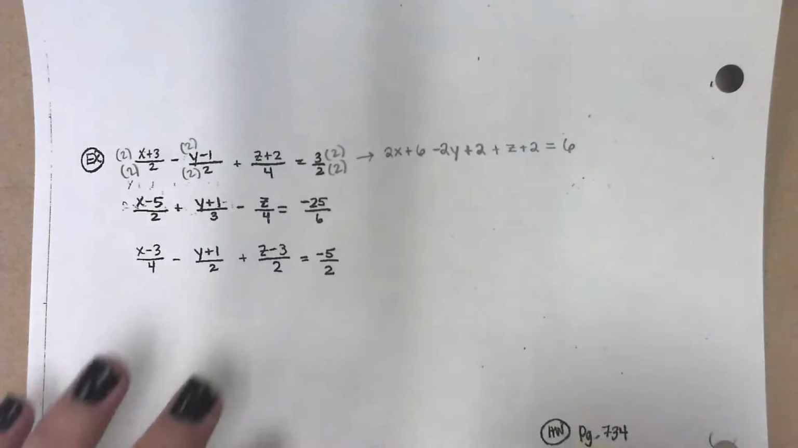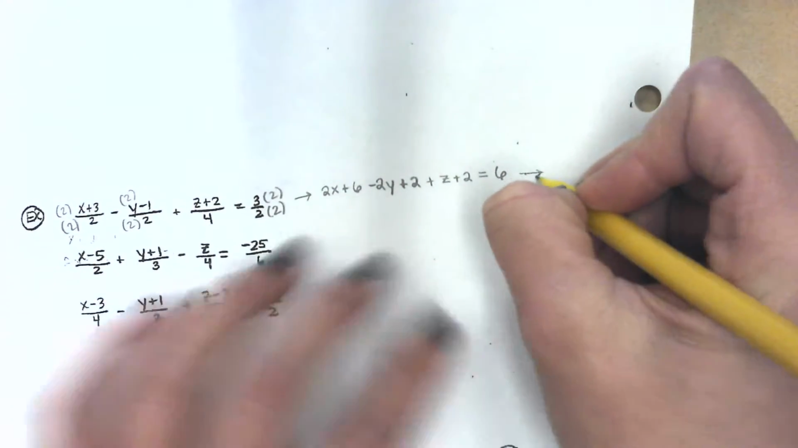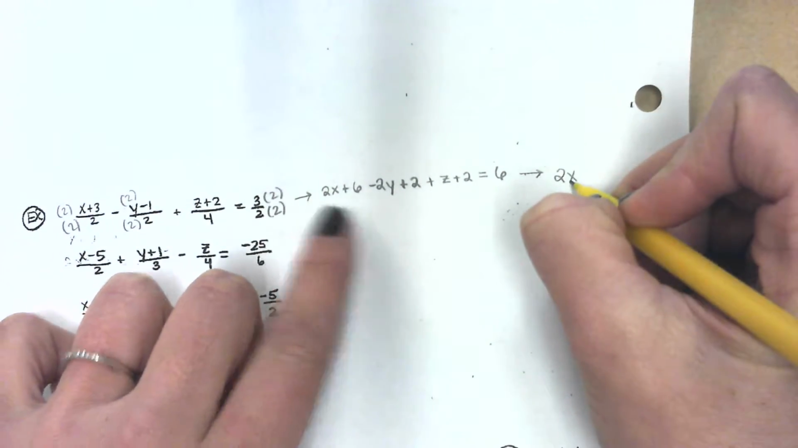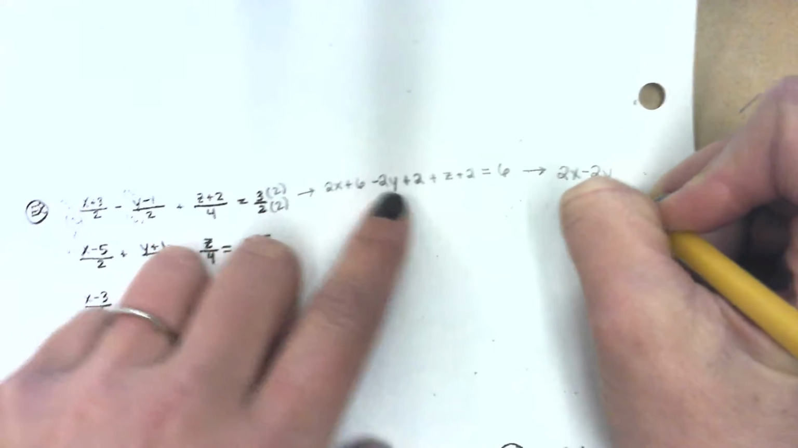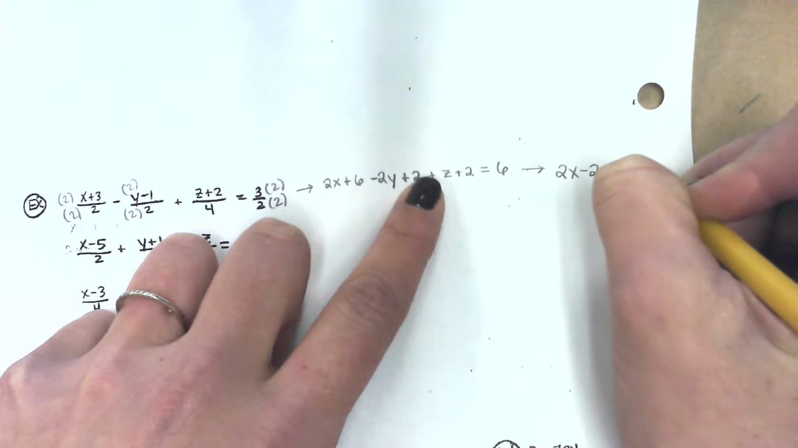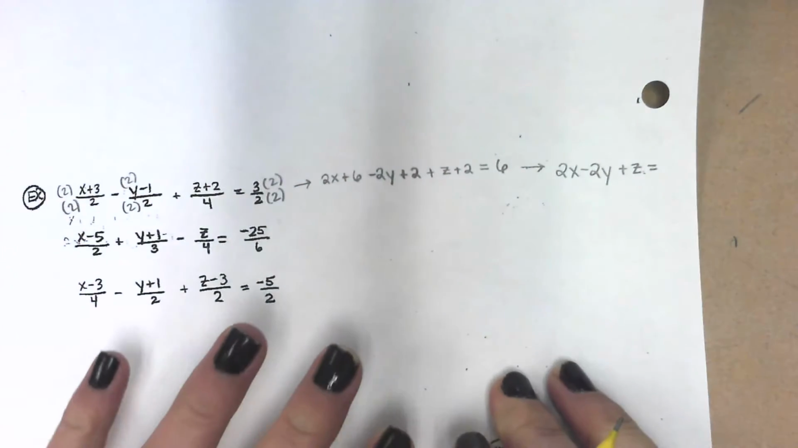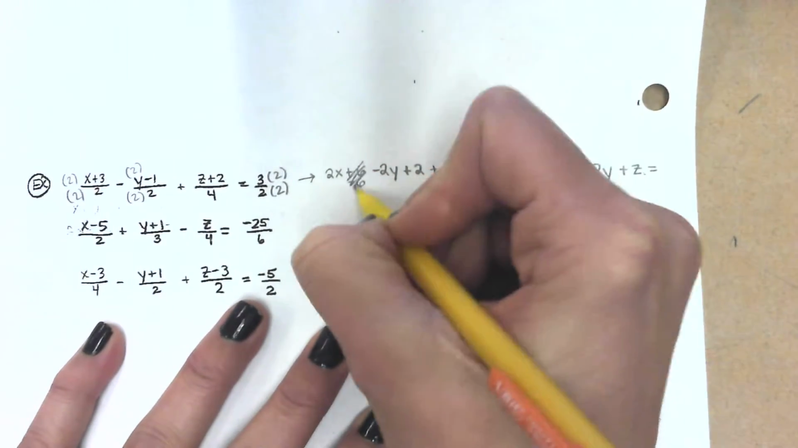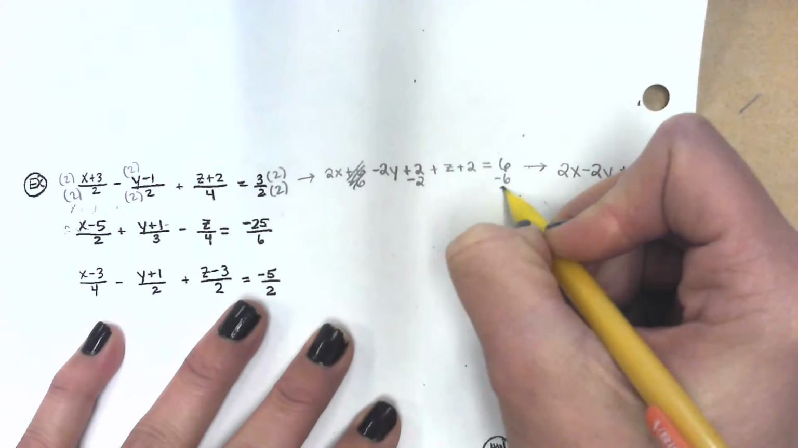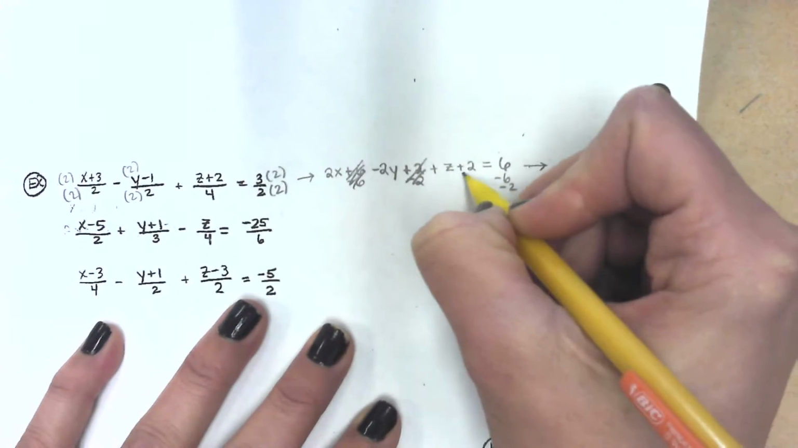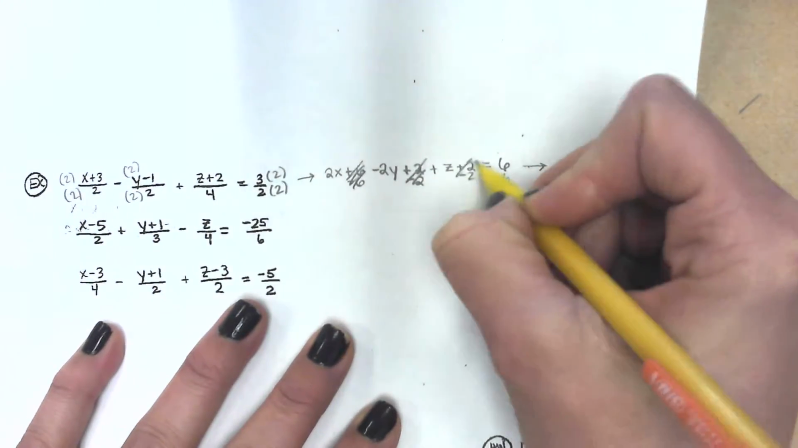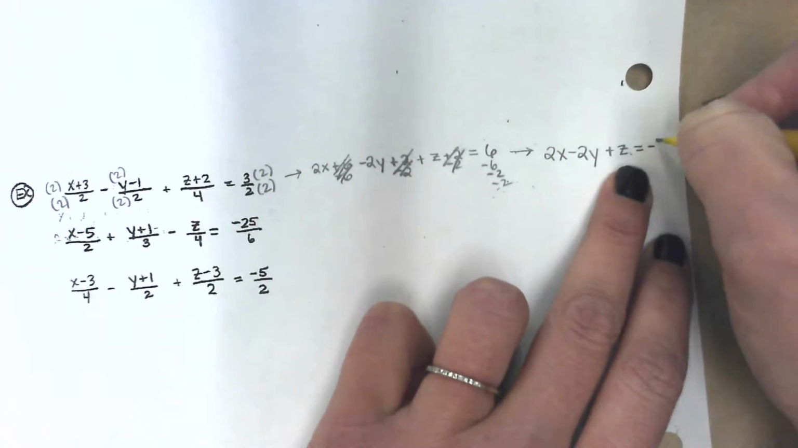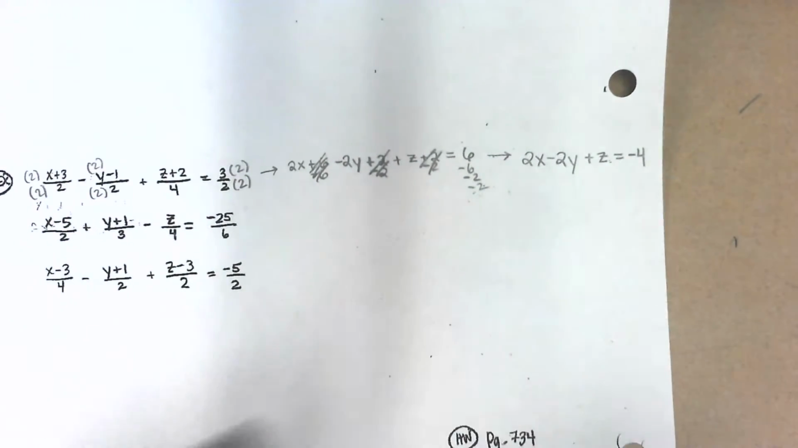When I clean this up, it's going to be 2x minus 2y plus z equals, and we have to figure that out because we will subtract this 6 over. We will subtract the 2 over. And we will subtract another 2 over. So it'll end up equaling negative 4. And there's equation 1.